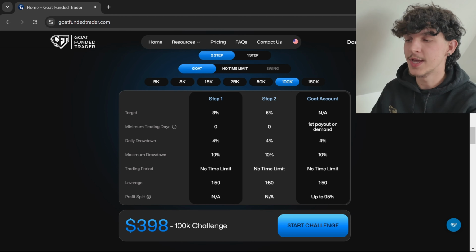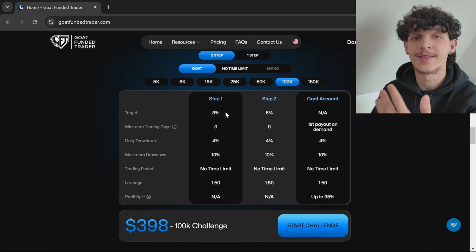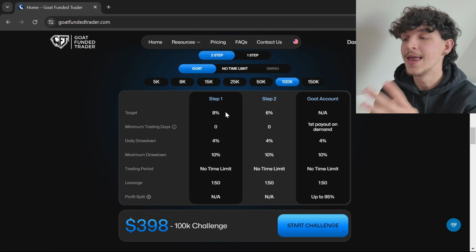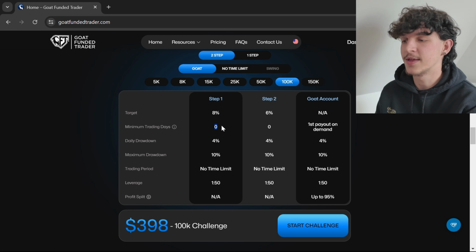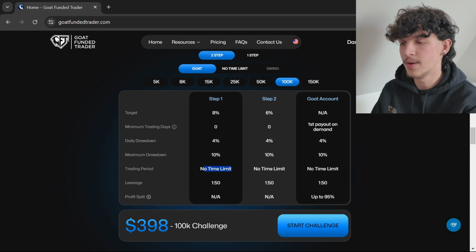So of course, this is a two step. So the first step, we have to make 8%, which again is very competitive in the industry. A lot of prop firms like FTMO are 10%. So we've got that little 2% less that we have to make. Minimum trading days is 0. The daily drawdown is 4%. So that's something we need to watch. The maximum drawdown is 10%. Trading period, no time limit, 1 to 50 leverage, and then we have no profit split on that.